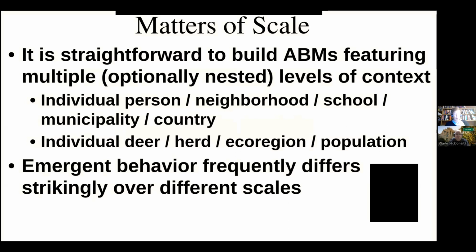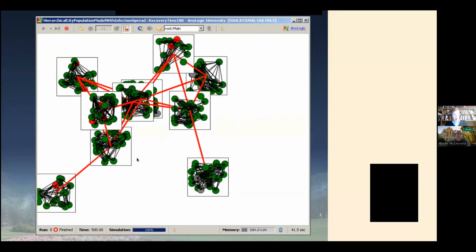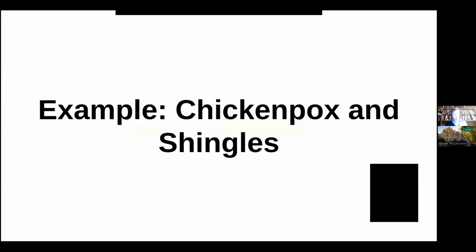It's quite straightforward to build ABMs that feature multiple levels of context, a person within a neighborhood, a school, municipality, and country, for example. And an emergent behavior is often useful to examine across these different levels of scale. So we can have this nesting within the model that mirrors in a very natural way, far more so than when we're dealing with an aggregate model nesting in the world.